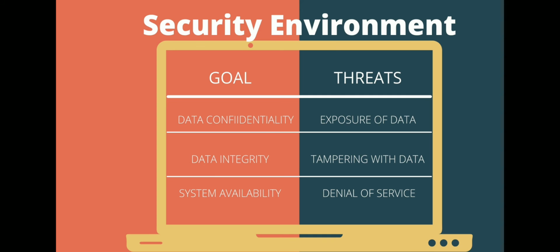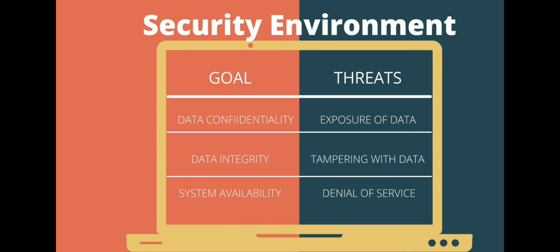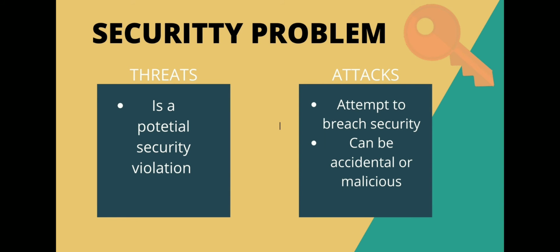Next is data integrity. The data should be sent from sender to receiver without any modification. The threat is that an attacker may tamper with the data along the path. Then system availability: the receiver should be readily available when the sender is sending the data. If the receiver is not available on time, then there will be a denial of service.